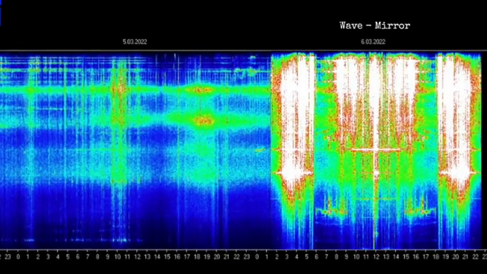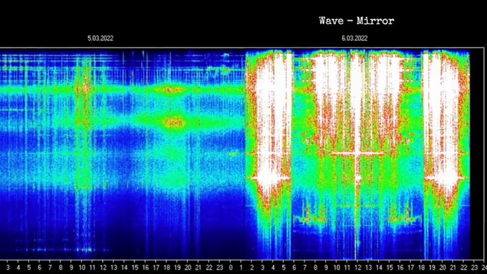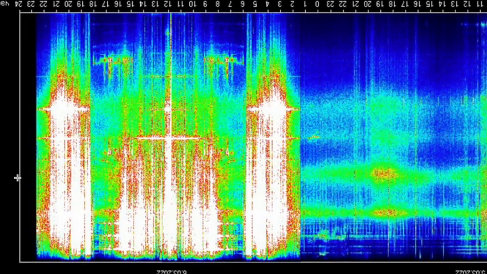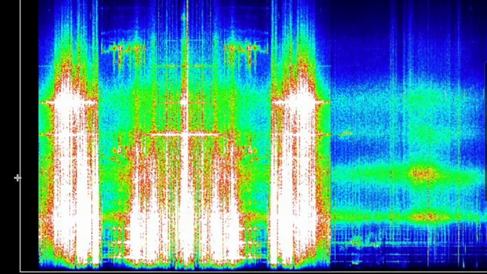Ta-da! Look what happens when you mirror the wave. It's incredible. Now look at this incredible image. What does it look like? It looks like an Orthodox church. All right, you've got the bulbous rooftops. You've got the cross with several lines across it, which is a Russian Orthodox cross, or even a Greek Orthodox, I believe, has that as well.